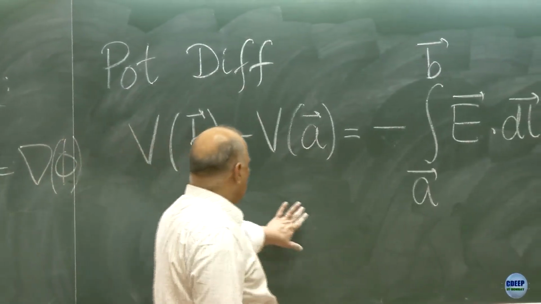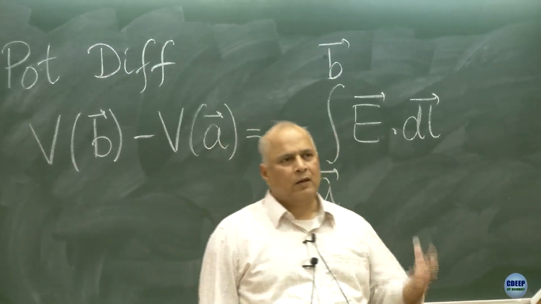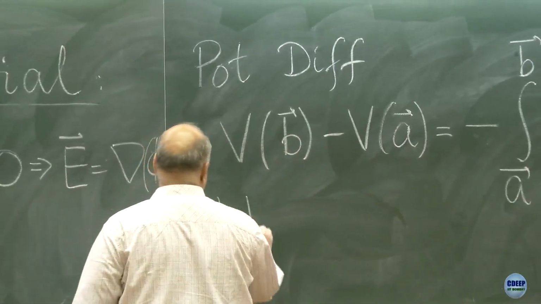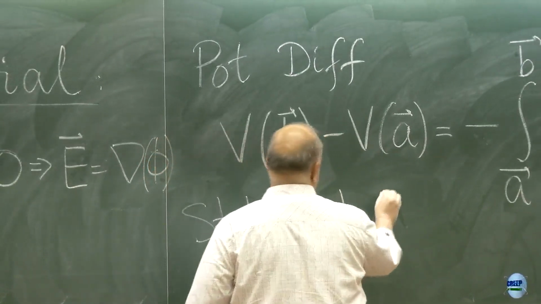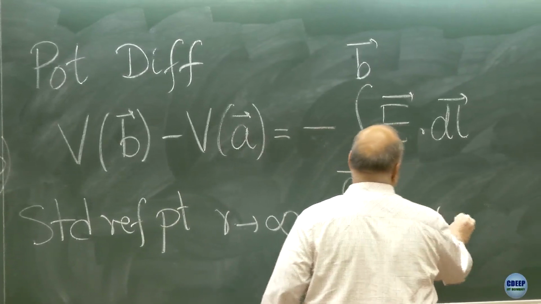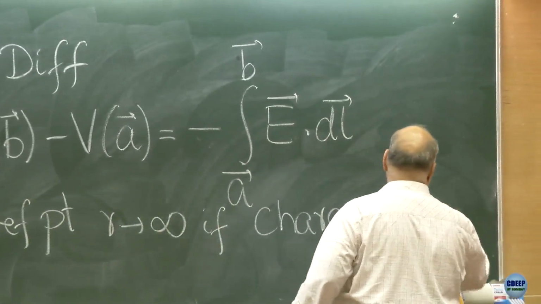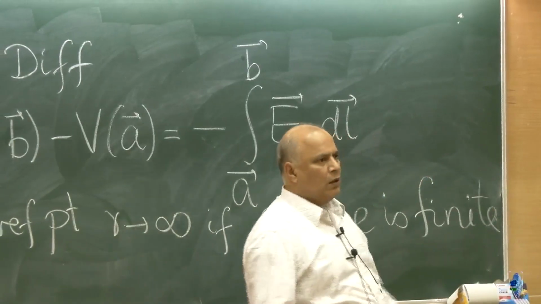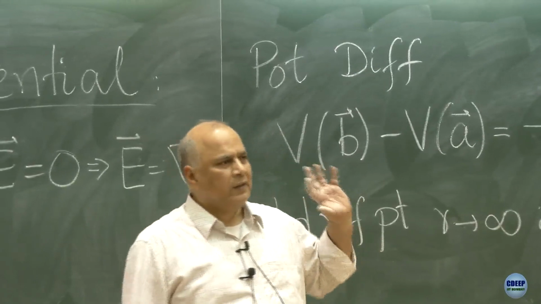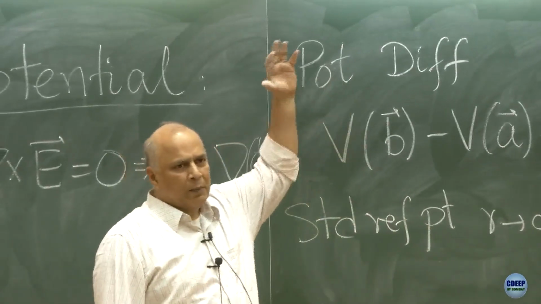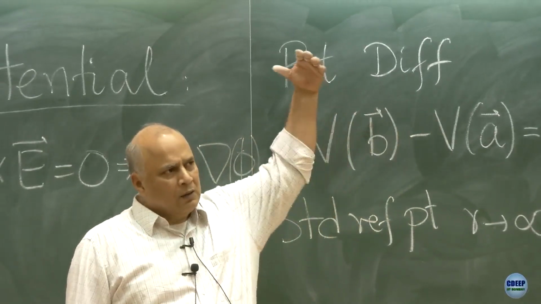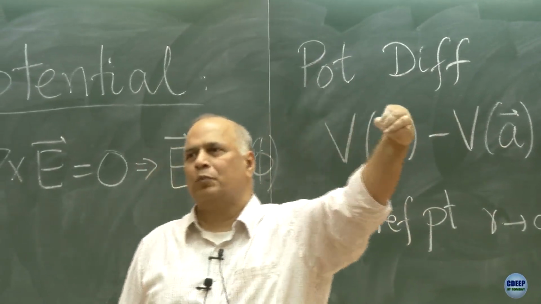However, quite often we use a standard reference point, and the standard reference point is r tending to infinity. If the charge that you are looking at is finite, then we can consider the point at infinity to be a reference point. And in fact, we can show that the point at infinity you can assume it to have zero potential.